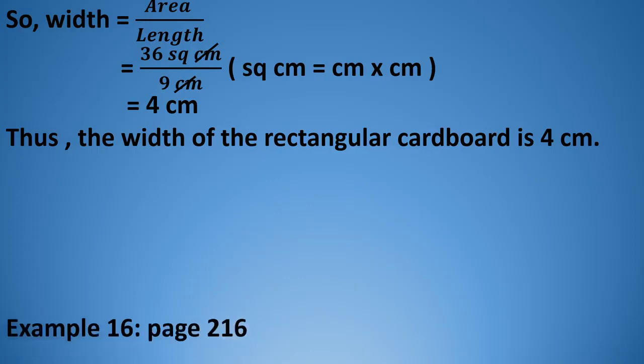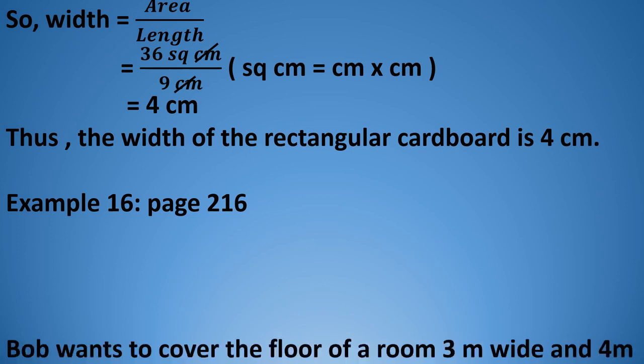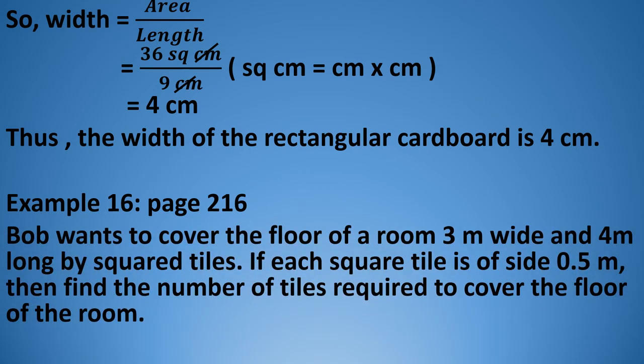Now see example 16 of your NCERT book given on page number 216. Bob wants to cover the floor of a room 3 meter wide and 4 meter long by square tiles. Each square tile is of side 0.5 meter. Then find the number of tiles required to cover the floor of the room.